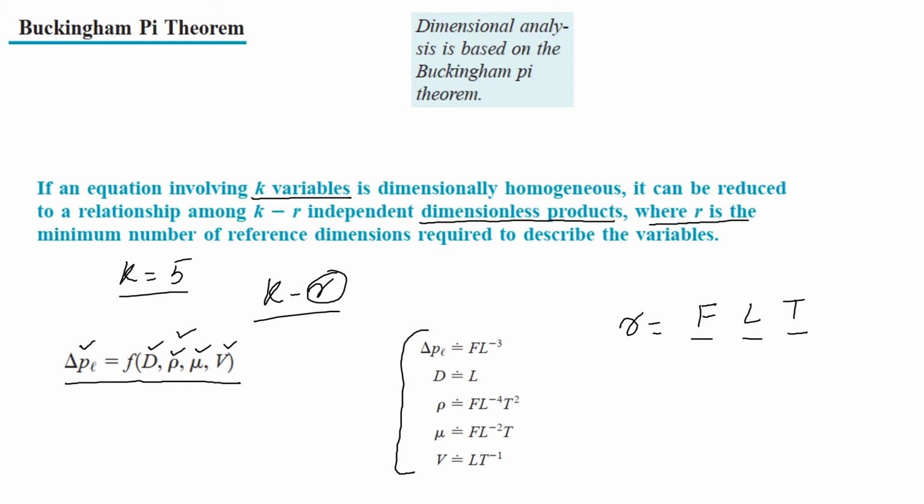R is equal to this minimum number of reference dimensions, and r, as you can see, is equal to 3 in this case. So what will be k minus r? k minus r will be equal to 2.